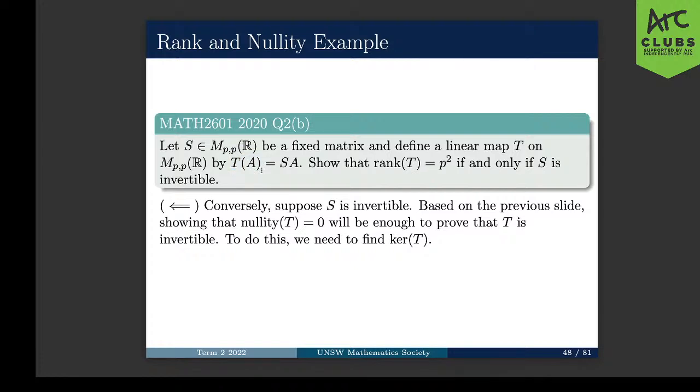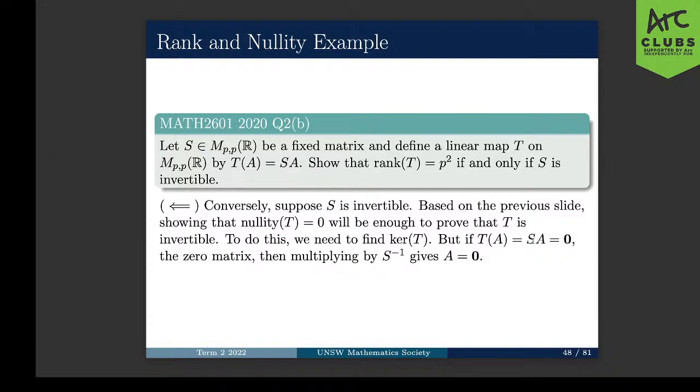All right, so we want to show the nullity of T equals 0. And remember, nullity is the dimension of the kernel, so it makes sense to try and find the kernel. The kernel is the set of all things that make T 0. So if we assume that A is inside the kernel, then we want T of A to be 0. In other words, S times A equals the 0 matrix.